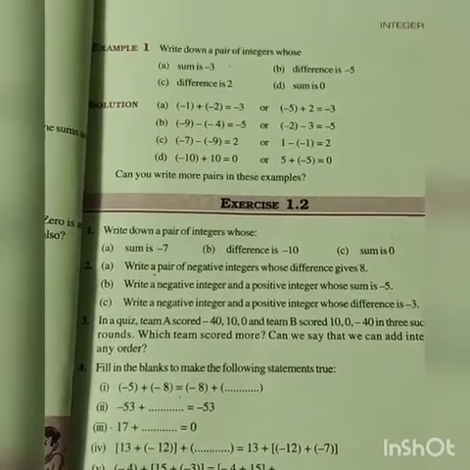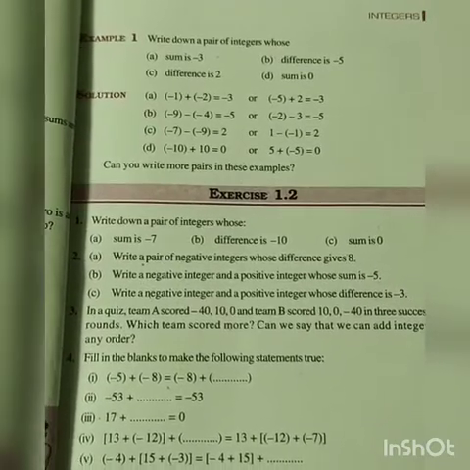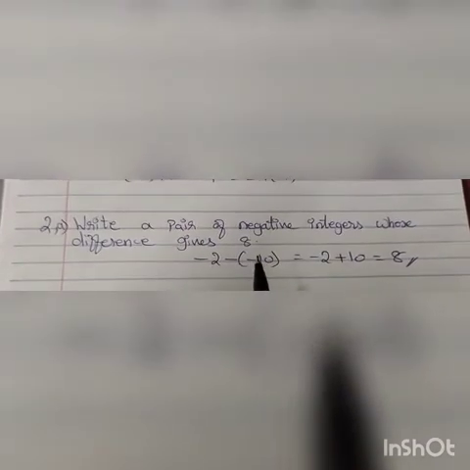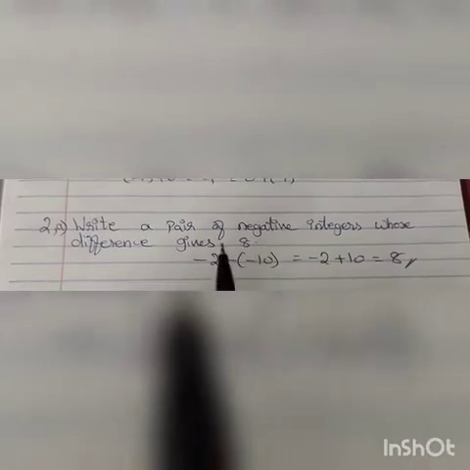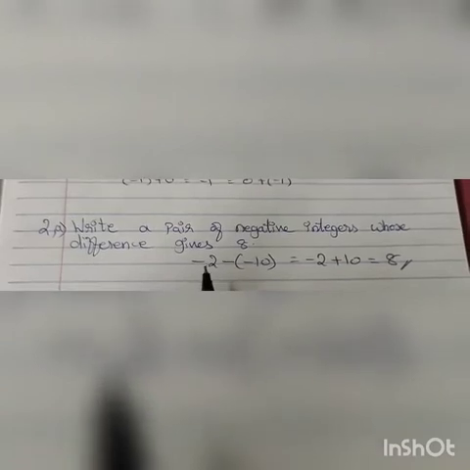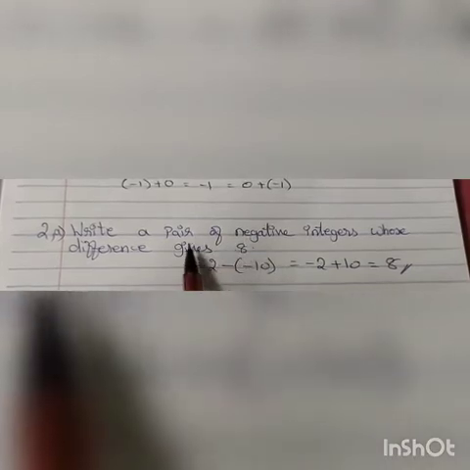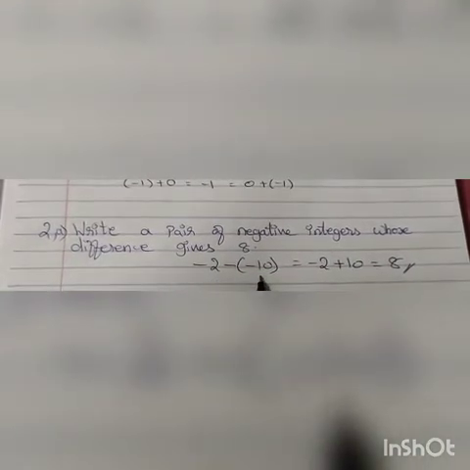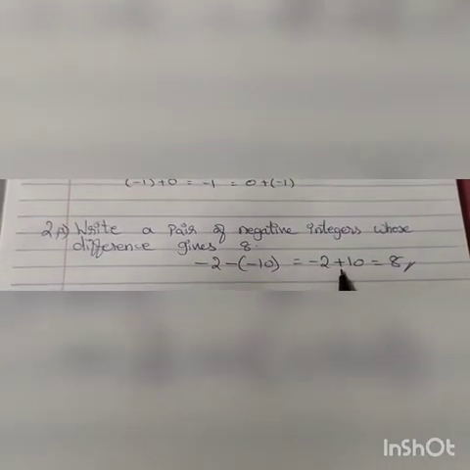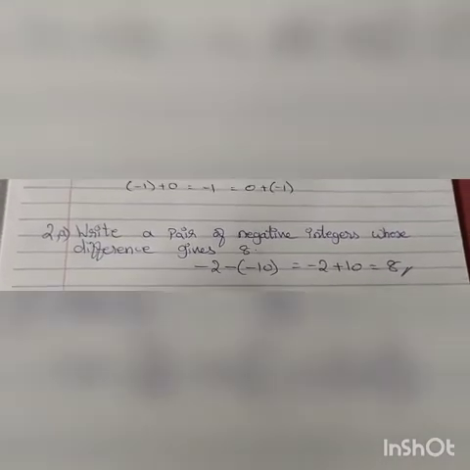First sum you can do from example 1, as I said. Second one I have done for you. Write a pair of negative integers whose difference gives 8. Pair of negative integers means both the numbers should be negative and there should be a negative symbol. Difference means negative symbol. So minus 2, minus gives a different symbol, then minus 10. Minus 2 and minus 10 are a pair of negative integers. Then after this, minus into minus will be plus. So minus 2 plus 10 will give you 8. The answer is 8. Right?